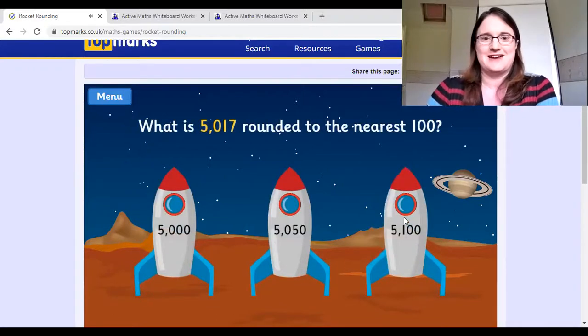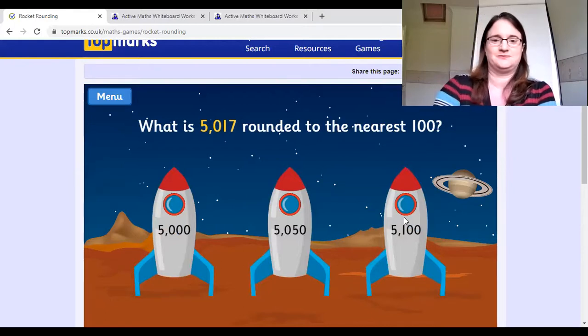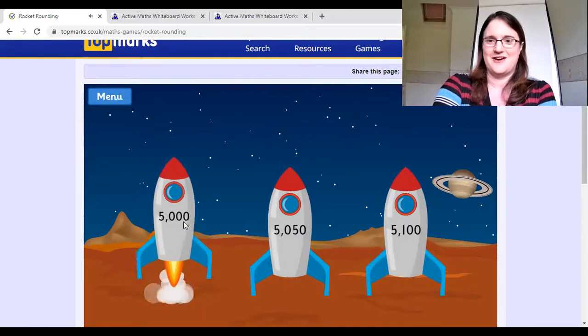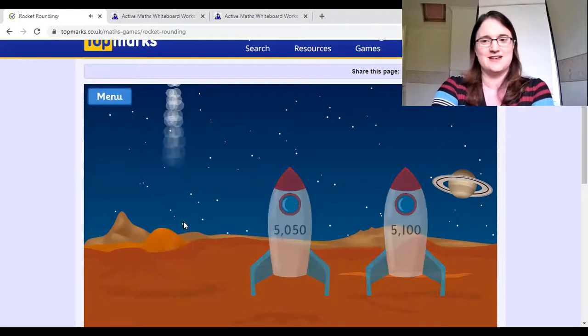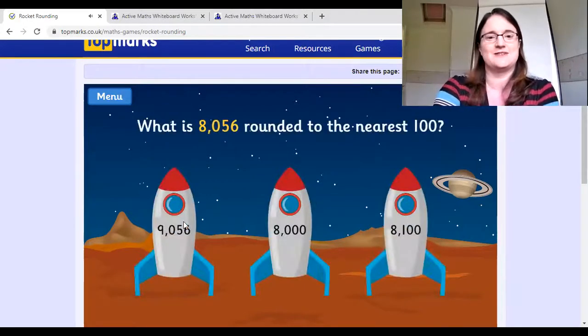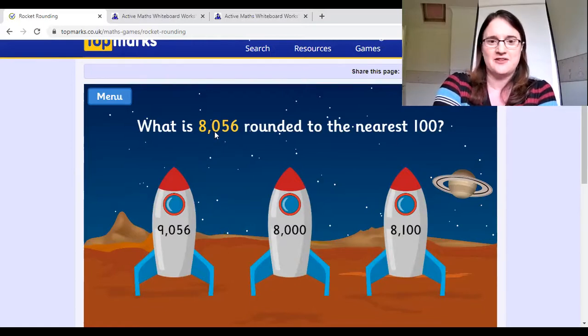Right, that one. Where's that rounding? And we'll round it to the nearest 100. It's not close enough to 5,100, so it's staying at 5,000. Okay, next one. Where's that one going? Which rocket is the correct answer? So this time, if we look at the hundreds, it's a 0, but there's a 5 in the tens column, so it's going up to 5.